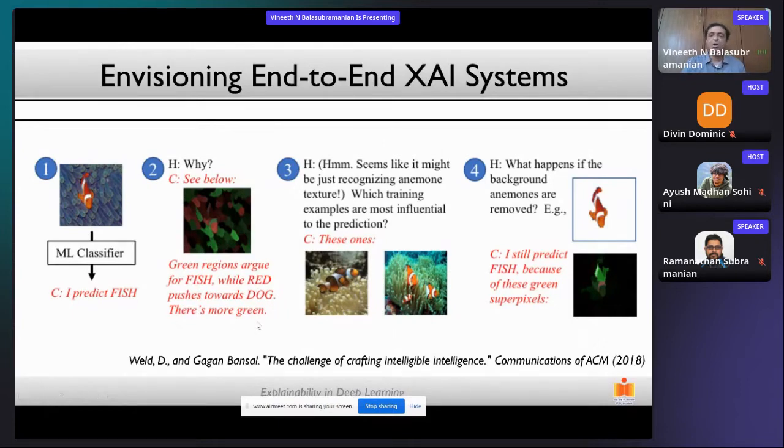Okay, so this is what a lot of explainability methods do today. They use things like gradients of a neural network, and so on and so forth, to be able to generate such heat maps and then say that this part of the heat map corresponds to a fish, and a significant part of the image correlates to a fish, and hence this must be a fish, right? So that's what a lot of these methods do today, but we are not done. Now the human may ask, okay, I'm not very sure. Seems like it might just be recognizing anemone texture at this point in time. Can you also tell me which training examples are most influential to the prediction?